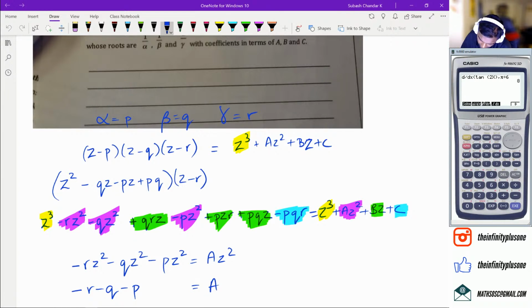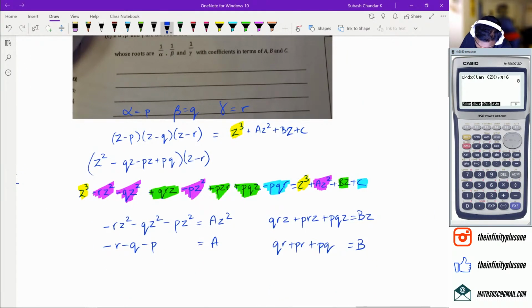Nope, that's all fine. Then we've got bz is qrz plus prz plus pqz equals bz, which means b is equal to qr plus pr plus pq. And we finally have c, so c is just equal to minus pqr.